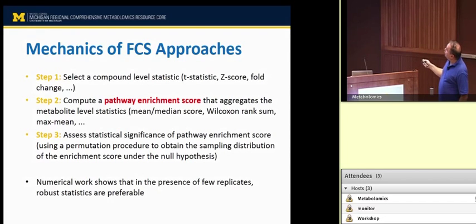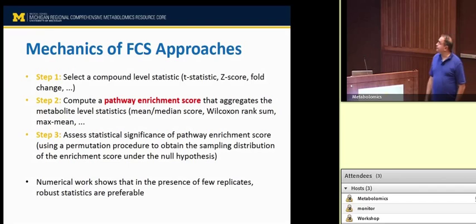And then you compute a pathway enrichment score that basically takes either a sum or a weighted sum of these compound level statistics. So let's say that we have a pathway with 10 members. We do t-tests, and therefore we have t-test statistics, not the p-values, the test statistic itself. Or we have the fold changes between the two conditions, and therefore we have these 10 numbers. And then you compute this enrichment score where essentially you sum those up.